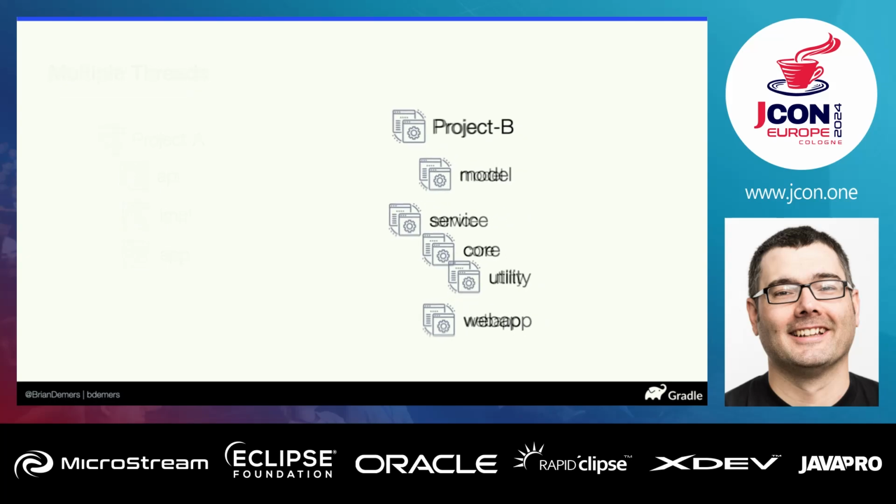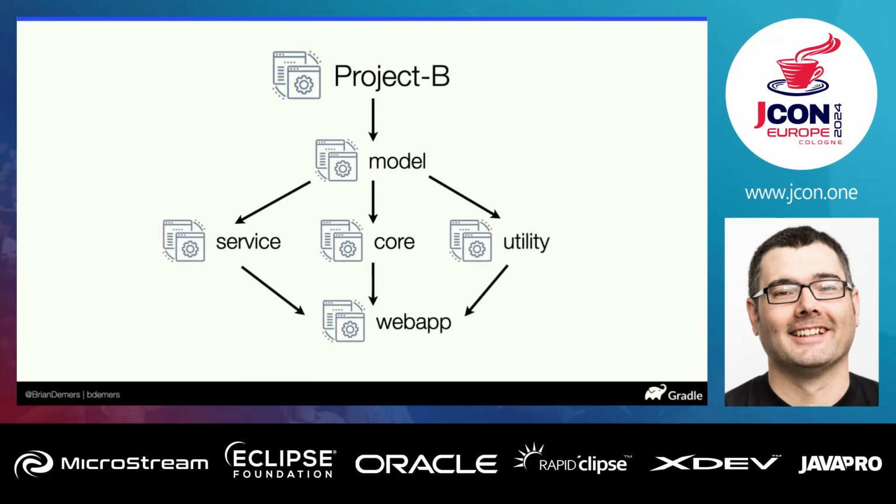If your project looks like module B, let's pretend that web app depends on service, core, and utility, and then all of those depend on model, right? So what's going to happen is Maven's going to build model. Once that's done, it's going to build service, core and utility all at the same time. And then when those are done, it's going to build the web app, right? So now I've sped up time because I've at least saved a couple levels of my build.